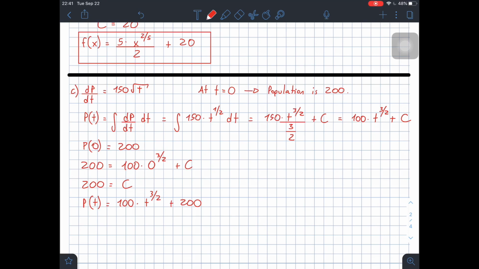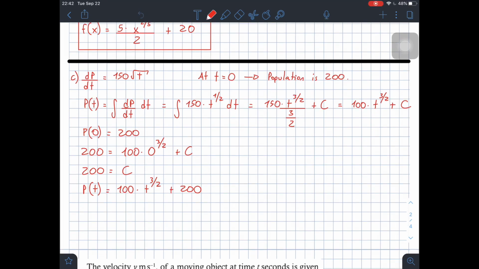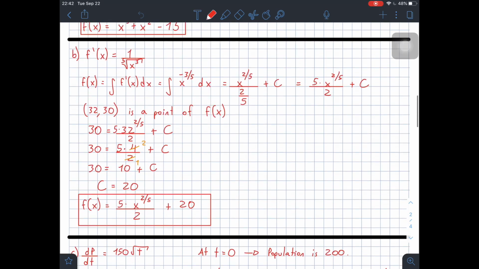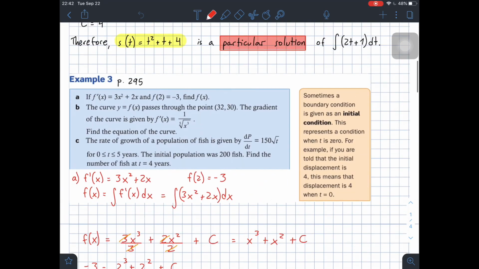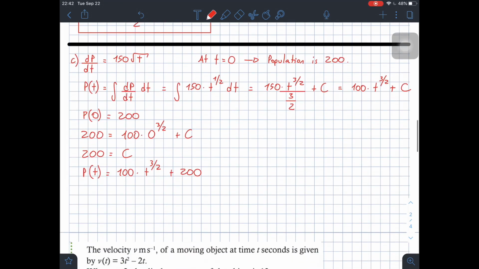But that's not the end of the problem. Once we have the expression, the problem is still not done, because we still need to answer the question: find the number of fish at t equals 4 years. So now that we have the expression for the population, to find how many we have after 4 years, I will have to replace time with 4, right? So I'm going to find P of 4, basically.